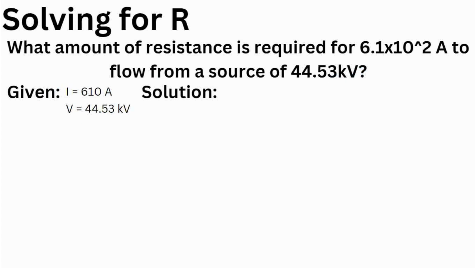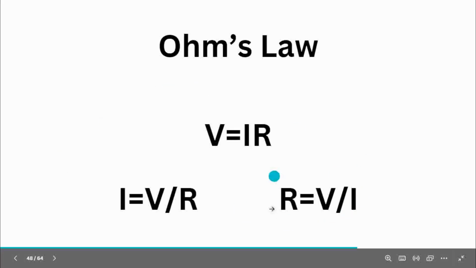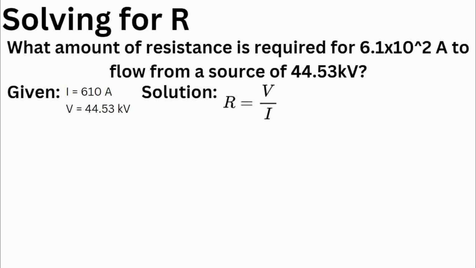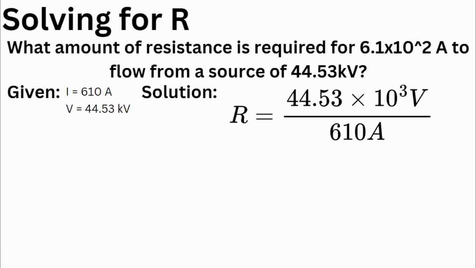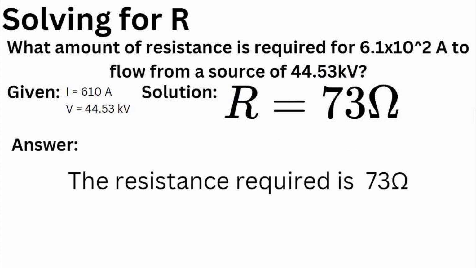This time though, what's our solution? We're solving for resistance, right? And we're being given voltage and current. So which formula solves for resistance? It's this one over here, right? R is equivalent to voltage over current. So 44.53 times 10 to the power of 3 volts, again to the power of 3 because it's kilo, divided by 610 amperes. Put that in your calculator and you'll end up with a value of 73 ohms. Therefore, the amount of resistance required is 73 ohms.